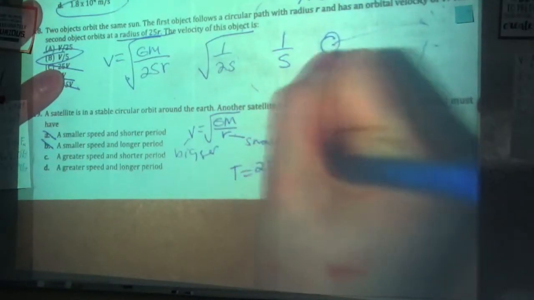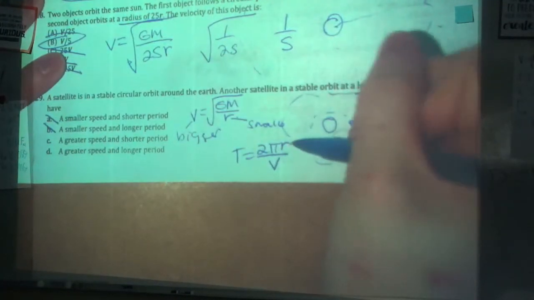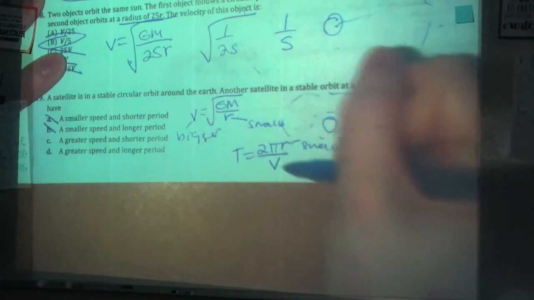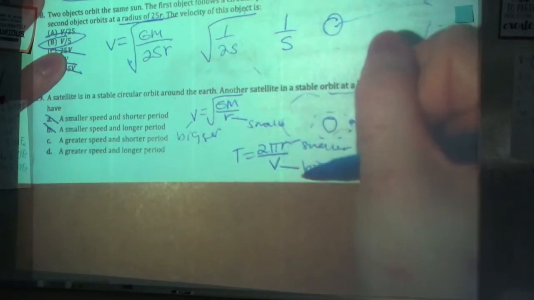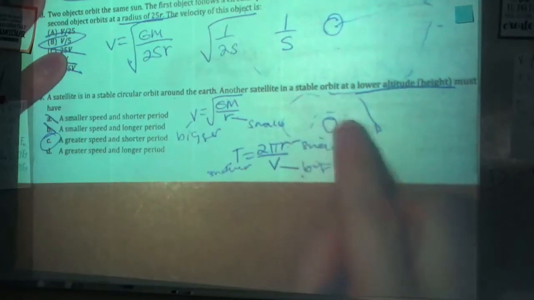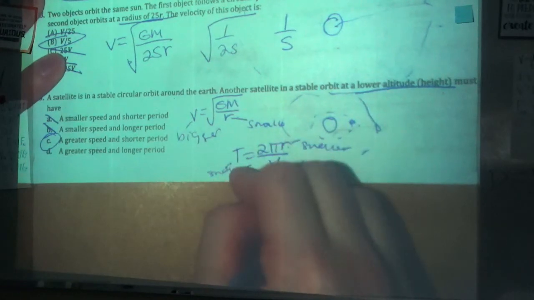Then you can think about your equation for period, 2 pi r/v. We said that r is smaller, and v would then be bigger. You're multiplying by a smaller number, dividing by a bigger number, so this gets smaller. So a greater speed and a shorter period. You also could just say, if it's going faster and it has less distance to travel, because this is a smaller circle, then of course it takes less time. So see?